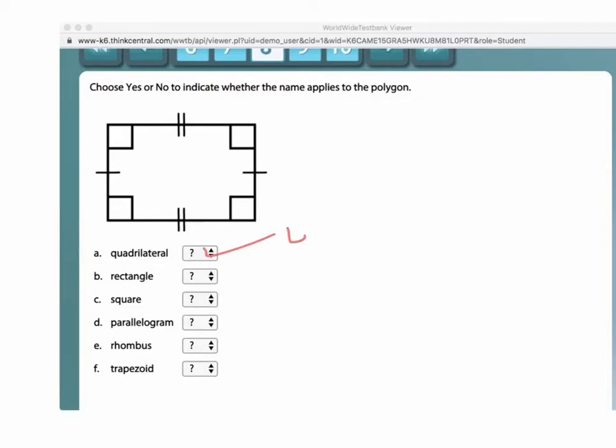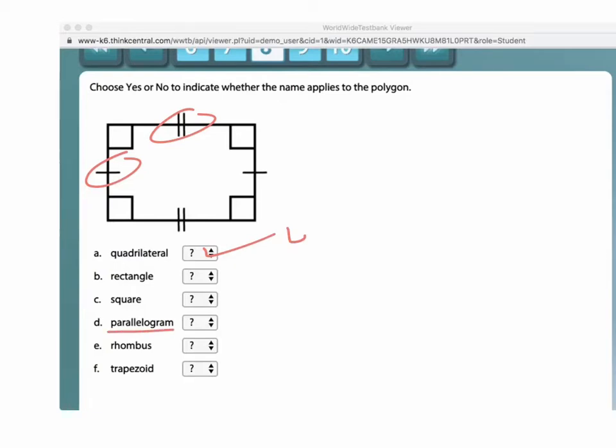Is it a rectangle? Yes, by definition. A rectangle is any shape whose opposite sides are parallel and has 4 right angles in it. So yes, it is a rectangle. Is it a square? No, it's not a square, because squares have all 4 sides congruent, and you can see these are not congruent. So no, it is not a square.